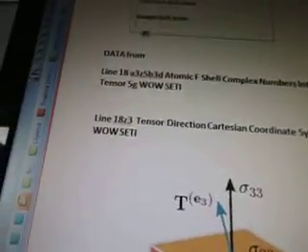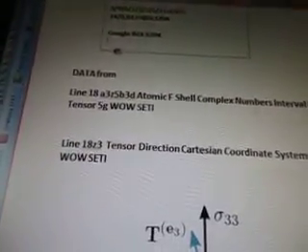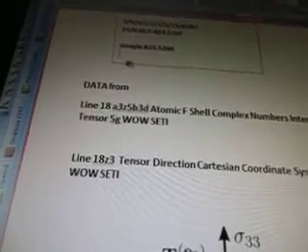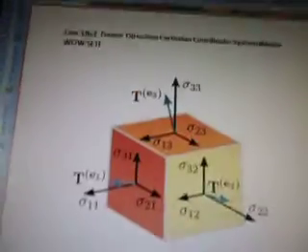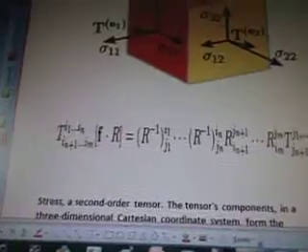So the data from line 18A, 3Z, 5B, 3D, atomic F shell, complex numbers, interval cutting, tensor 5G, Wow! signal, and line 18Z3, tensor direction, Cartesian coordinate system, matrix, Wow! signal, okay? The reason those came up is because these two look exactly alike. So it kind of hit me, and I was doing cross-reference, and I found it.